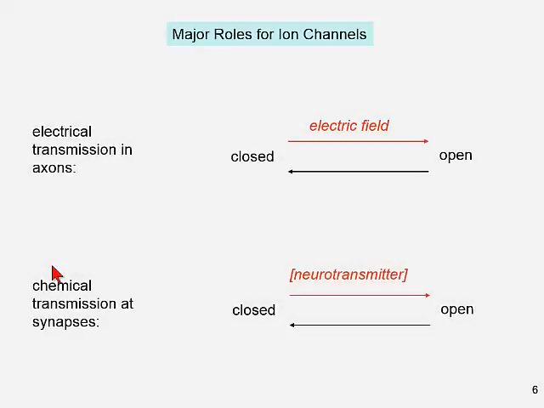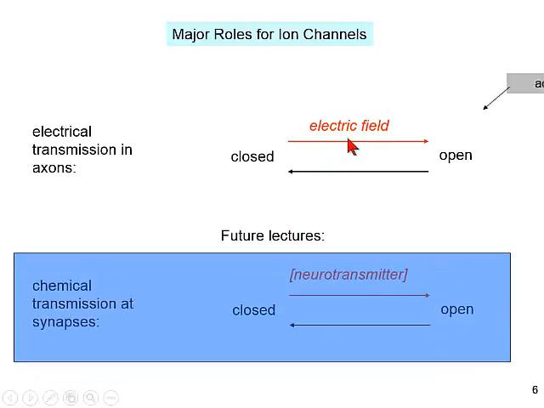So we are going to be talking then this week about two major types of ion channels. We're going to be talking about electrical transmission in axons, and here the gating function is accomplished by an electric field, actually by a change in the electric field. And in future lectures, we're going to be talking about chemical synapses, chemical transmission at synapses, and there the ions are gated by neurotransmitters, or in the case of today's ion channel, by an external drug.